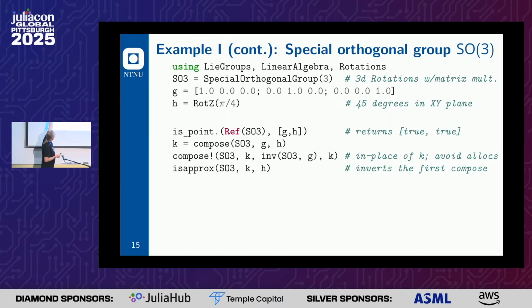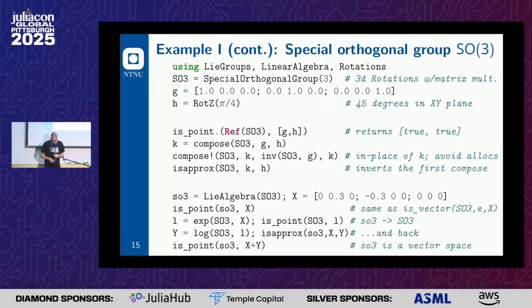Again, use compose, maybe even in place if you want to spare a bit of time. With the inverse, then we get back. And finally, if we're on the Lie algebra, we can also do the exponential map into a certain direction. That's a point on my rotations matrix, Lie group. And I can do log, that's the inverse, and I get back the same point. So that's again a few functions we can use and work with.